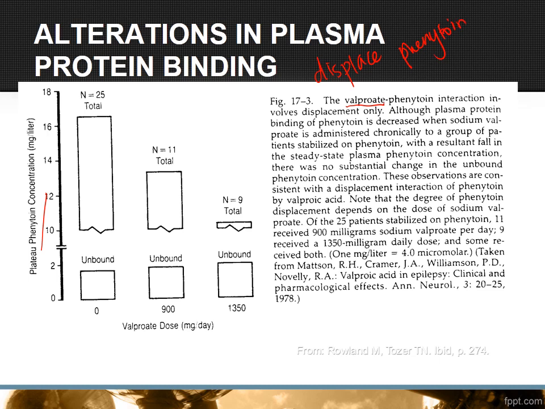Okay, so you will have unbound phenytoin, right? So this is what they observe when the dose of valproic acid increases from 900 to 1350. The plasma concentration of phenytoin, which at time 0 when there's no valproic acid is 25 mg per liter, reduced to 11 when they increase the dose of valproic acid.